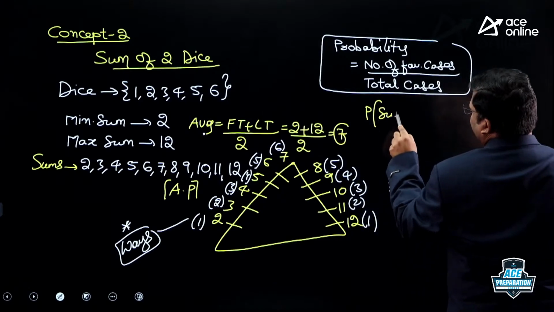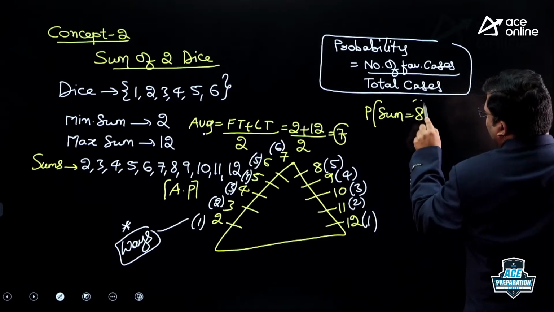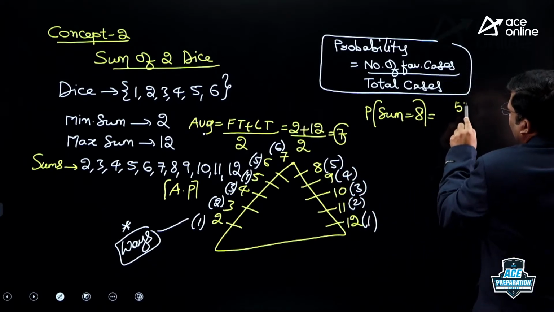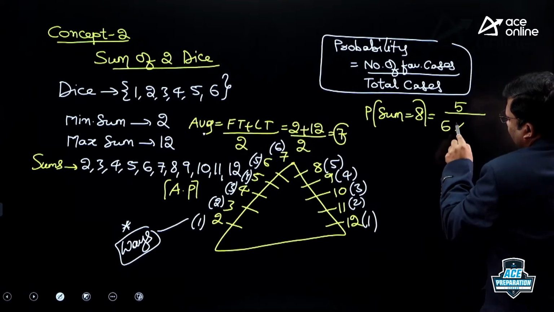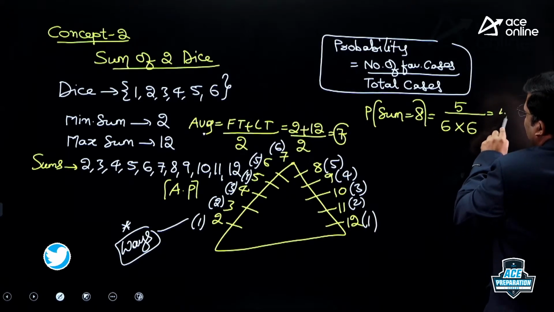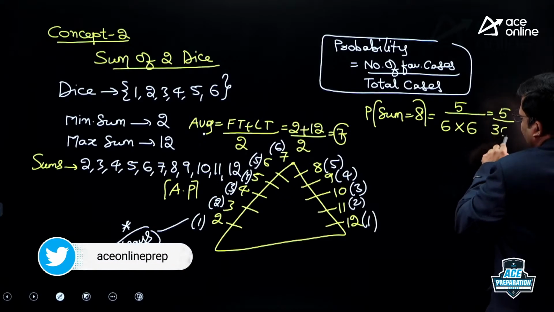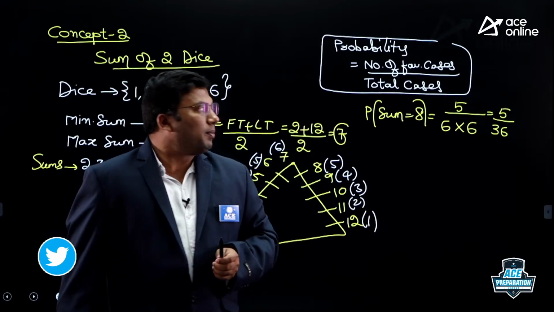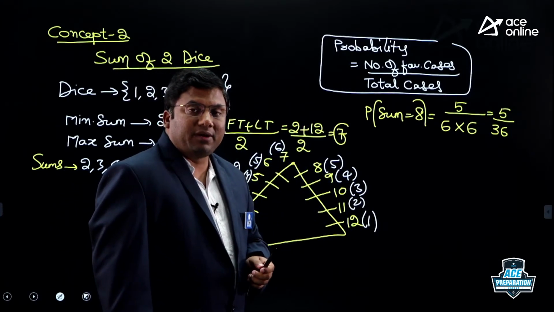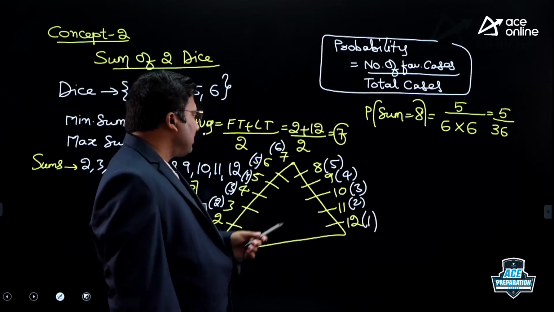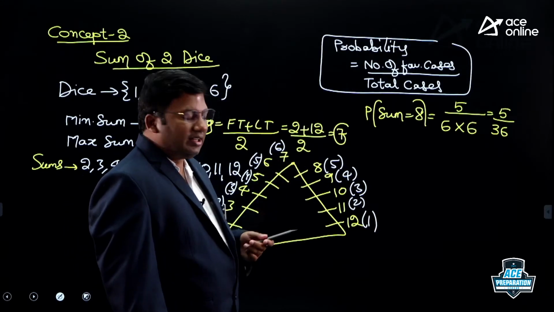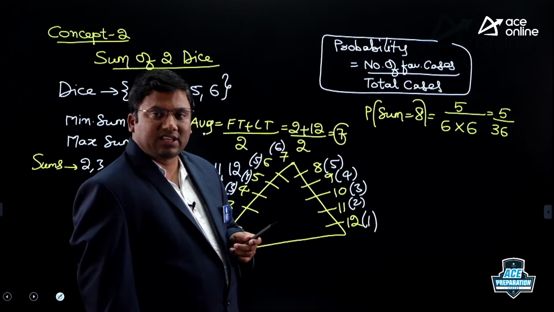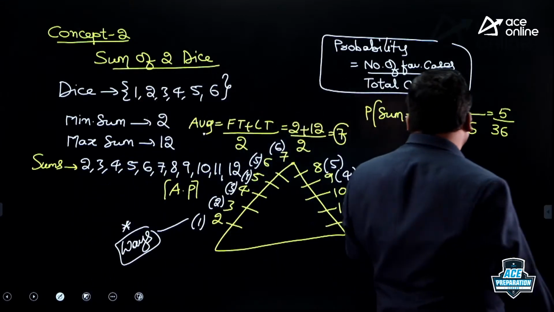Probability of getting a sum 8. How many ways are there? 5 ways are there. Total cases: first die can give any of the 6 values, second die any of the 6 values. Answer will be 5 by 36. Probability is number of favorable cases by total number of cases. So number of favorable cases will be 5, by total cases 6 into 6. I hope the idea is clear.